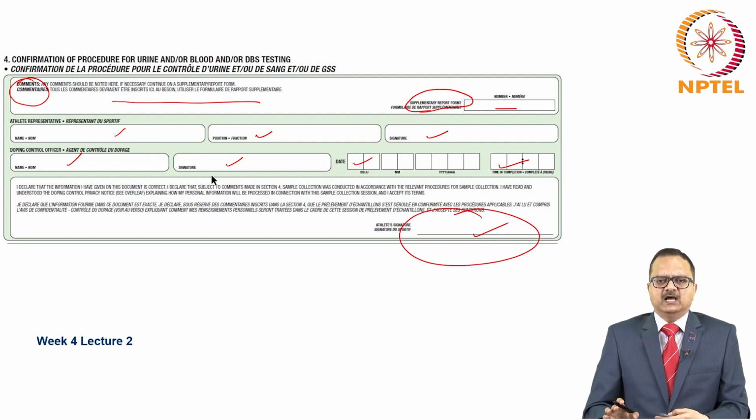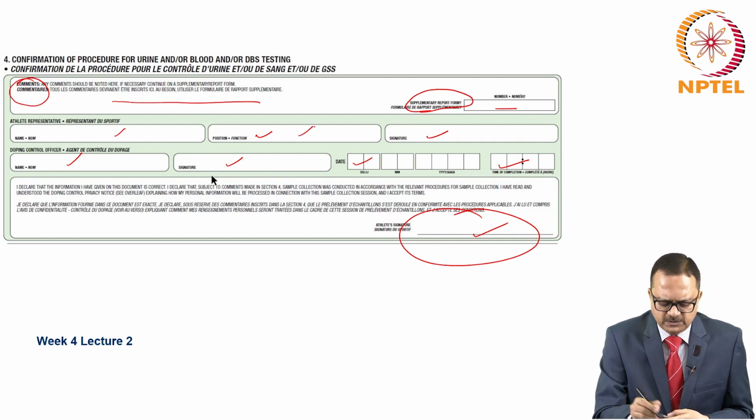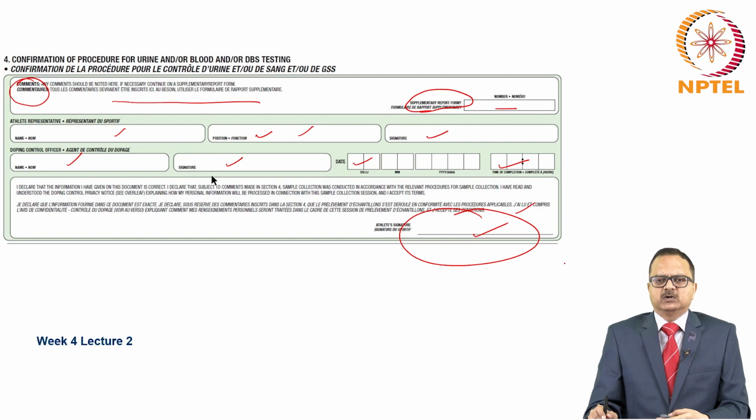So prior to the athlete signing, the form has to be checked and cross-checked, and then the athlete signs the form. Here, the duty of the coach and the athlete becomes important. They have to cross-check whether the number of the kit written on the form is the same as the number on the bottles and on the outside of the kit, and then only they should sign.